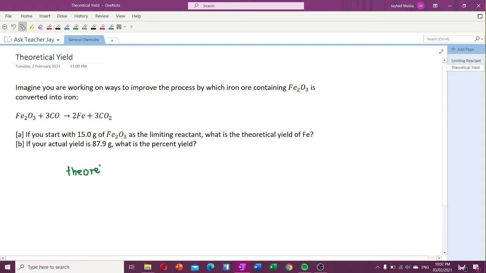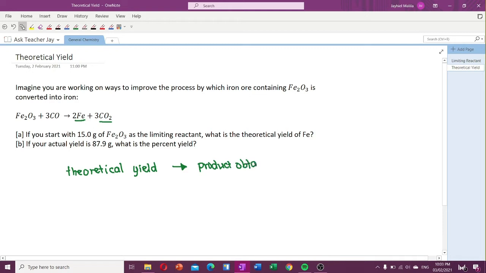Theoretical yield is the value of the amounts of products, the amount of the products that is more valuable to us. So depending on this one, if this is the more valuable product or this is the product of focus, then that will be the yield of Fe. And if you are focusing on CO2, then that will be the yield of CO2. So the amount of product obtained.